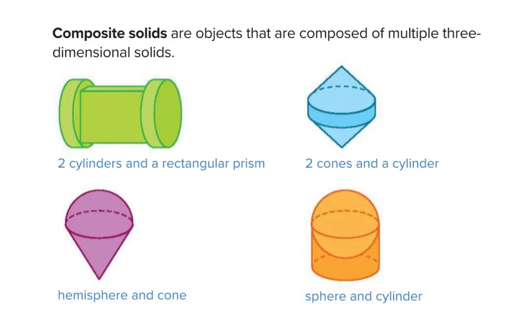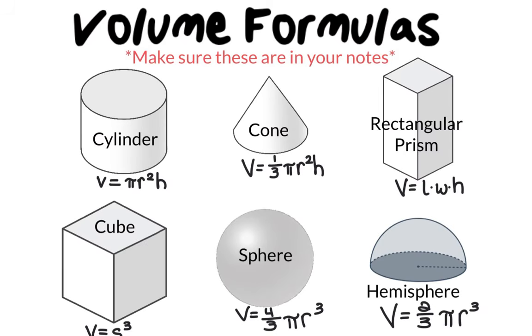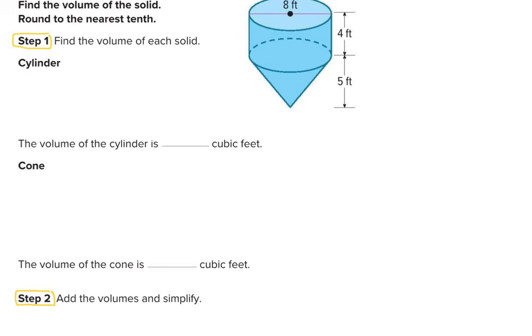You'll see all different composite solids, things that are made up of cylinders and rectangular prisms, maybe spheres, some cones, all sorts of things. And because of that, it'll be extra important that you have all these formulas in your notes. So some of these we've used recently and some we haven't recorded yet this year. So make sure that your notes have all 6 of these formulas in it before you continue with this video. Are you ready? Let's begin.